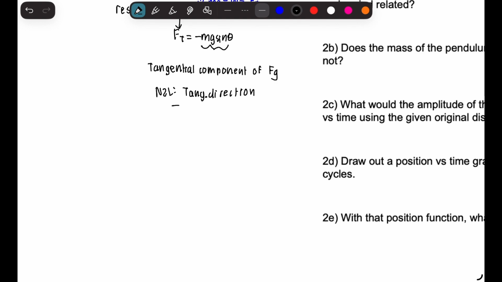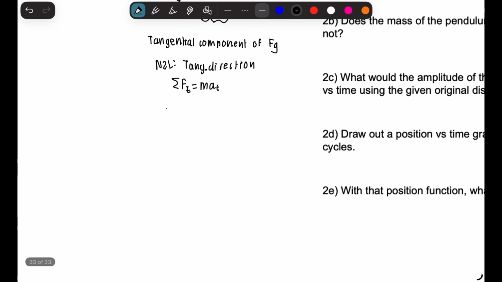So your summation of forces, F is equal to ma. You can plug in your forces. You have negative mg sine theta, down, and m a_t. You can cancel out the masses. You have g sine of theta.